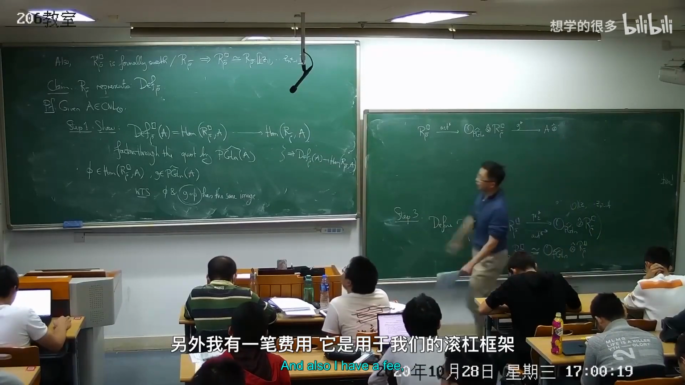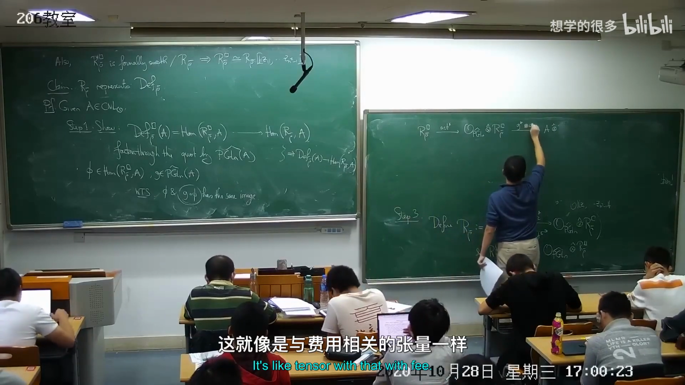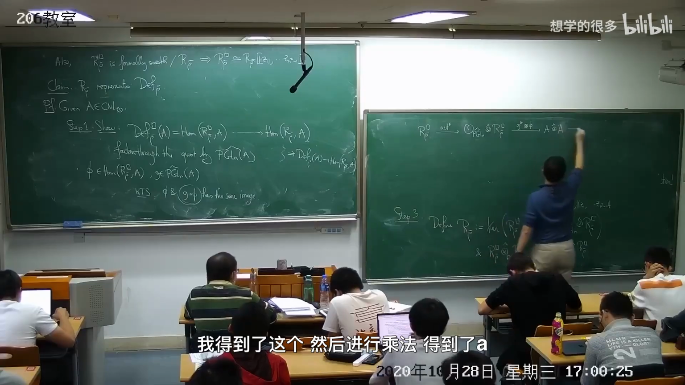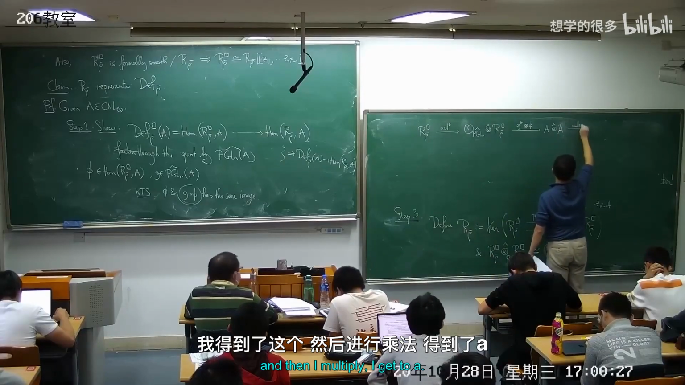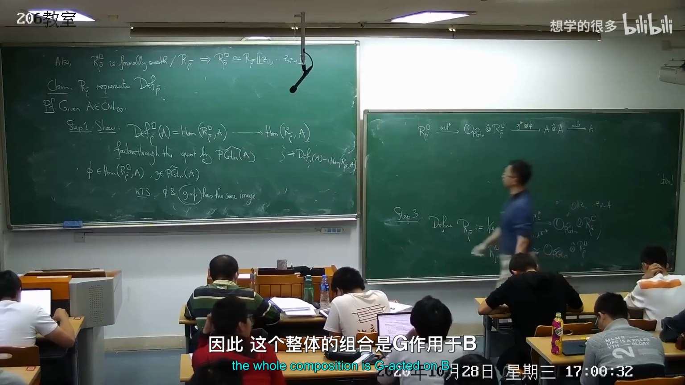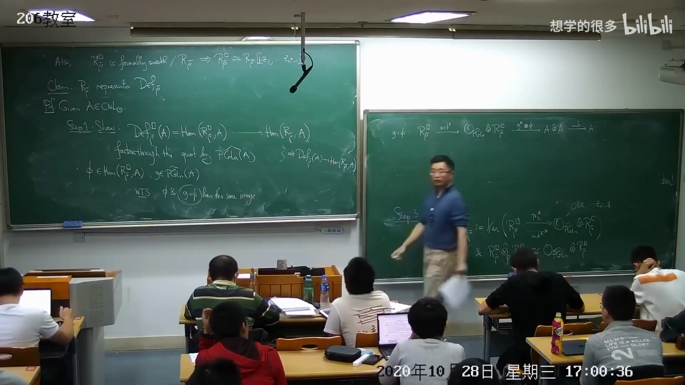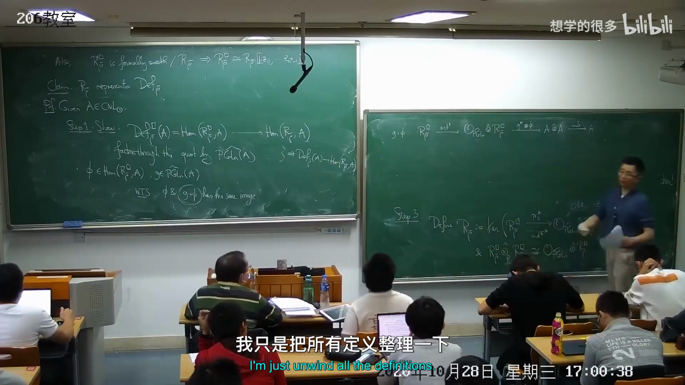And also I have a phi which goes to R rho bar frame. So I can tensor that with phi, so I get to this, and then I multiply. I get to A. So the whole composition is g acted on phi. I'm just unwinding all the definitions.